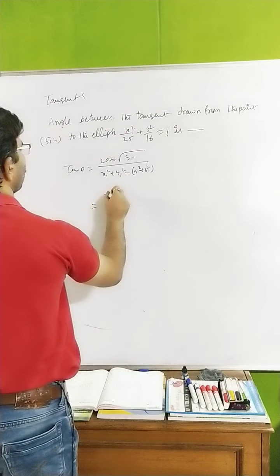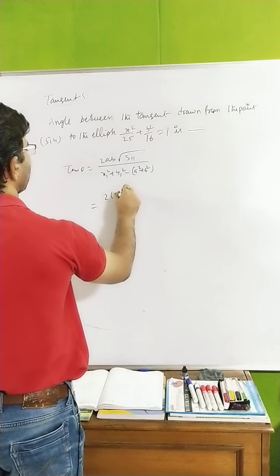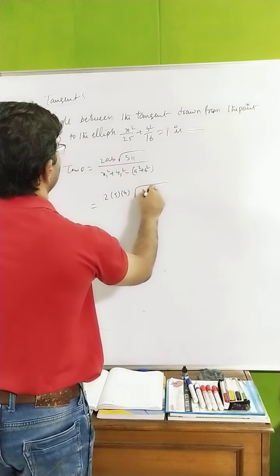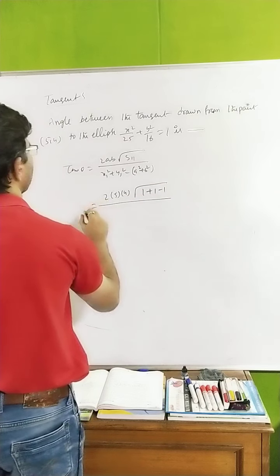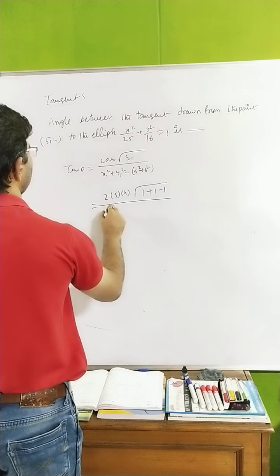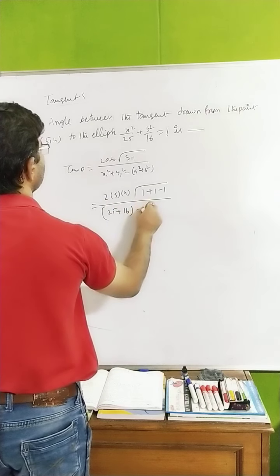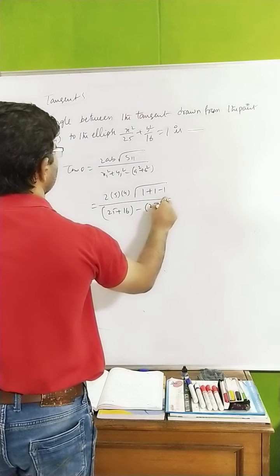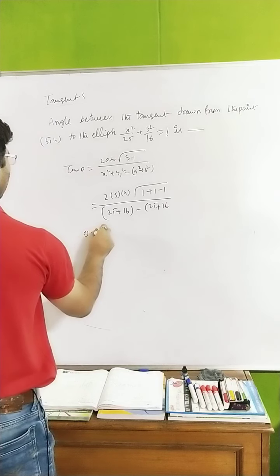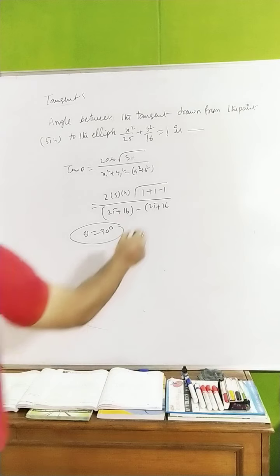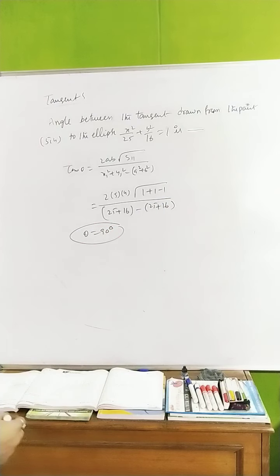2ab, a is 5, b is 4. Under root of S11, just substitute that; 1 plus 1 minus 1 you will get here. And here x1 square is 25, y1 square is 16, and minus 25 plus 16 is there. That means theta is equal to 90 degrees we are getting, because the denominator is 0. Denominator is 0 means theta is 90 degrees.